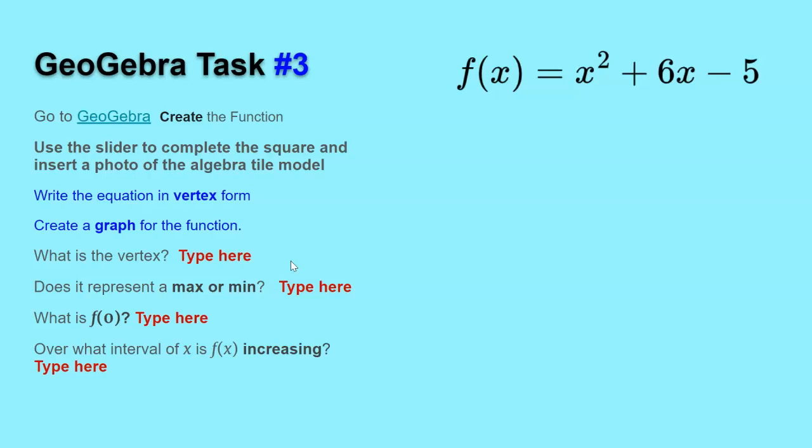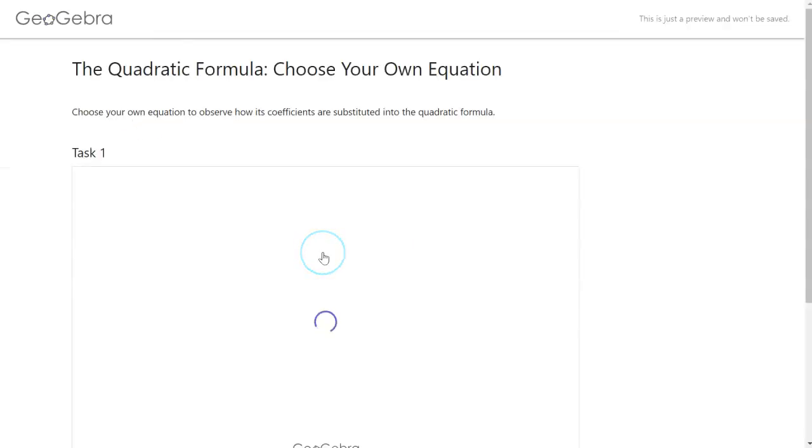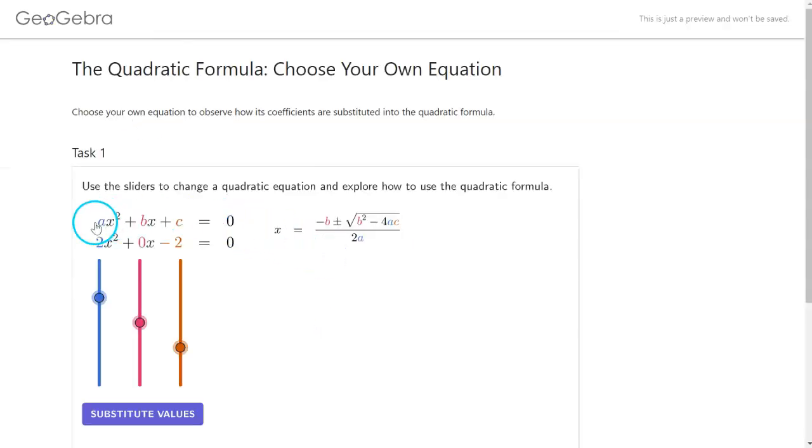What is the vertex? What does the vertex represent? A maximum or a minimum? What is f of 0? And over what interval of x is this function increasing? For task number 4, they're going to go to GeoGebra and create the function f of x equals 0. So you'll notice there's no f of x in here. It's equal to 0.